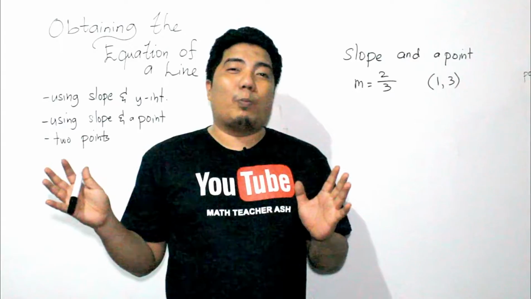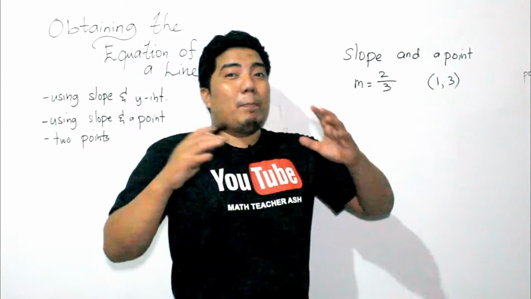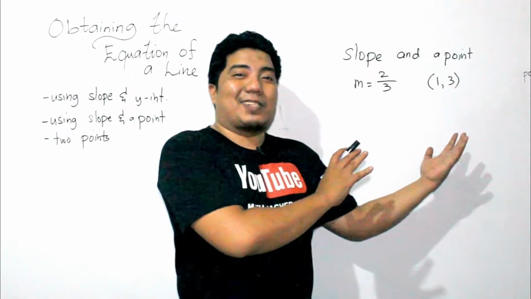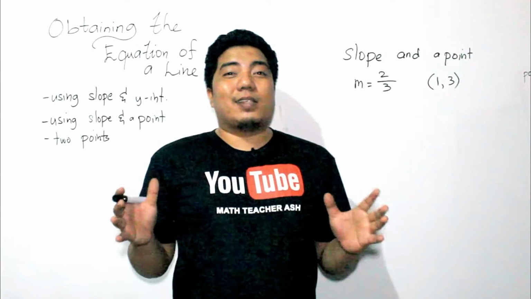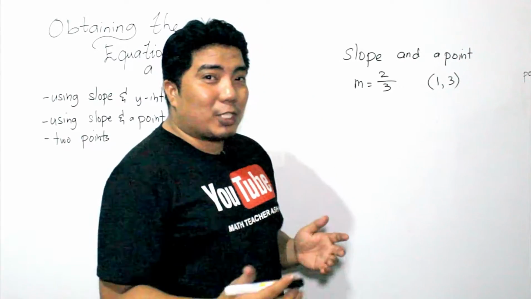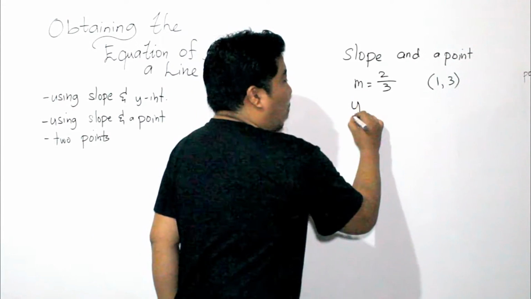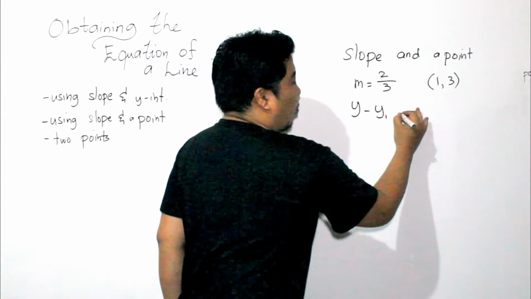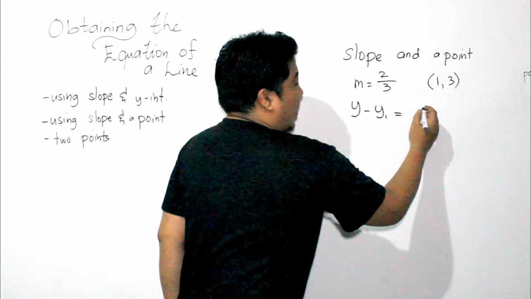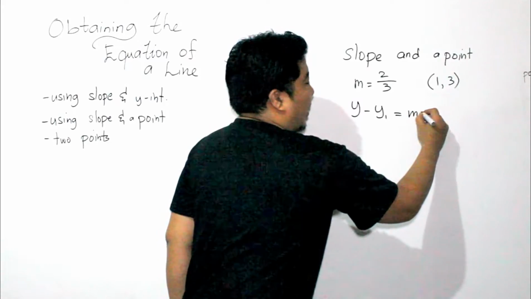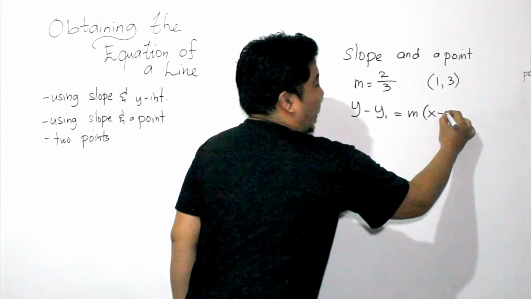Now, this point-slope form is basically made for this. Now, the question is, what is the point-slope form? The point-slope form is basically y minus y sub 1, which is the given, is equal to m times x minus x sub 1.